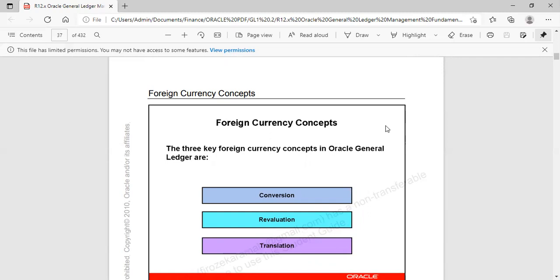Conversion means if there is a transaction between two countries, say two currencies, what is the rate in one country and the other country on the same day, the conversion rate? Revaluation means if a sale happens one day and the payment is another day, the difference in the conversion rate is revaluation. Translation, I don't know exactly.